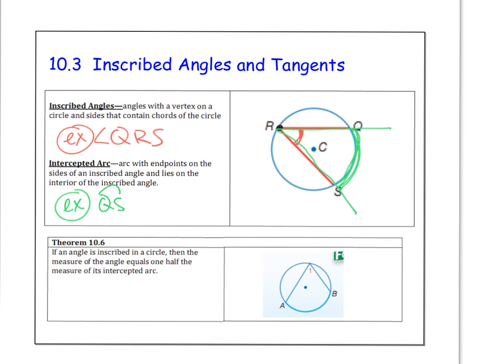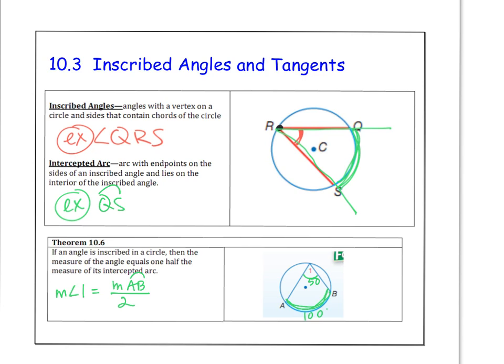And one more thing. If the angle is inscribed in a circle, then the measure of that angle equals 1/2 the measure of the intercepted arc. In other words, this angle down here in the second picture, angle 1, is going to be half of whatever this arc AB is. So we can write the measure of angle 1 equals the measure of arc AB divided in half, or half as big. In other words, if this arc is 100 degrees, this angle will be 50 degrees.